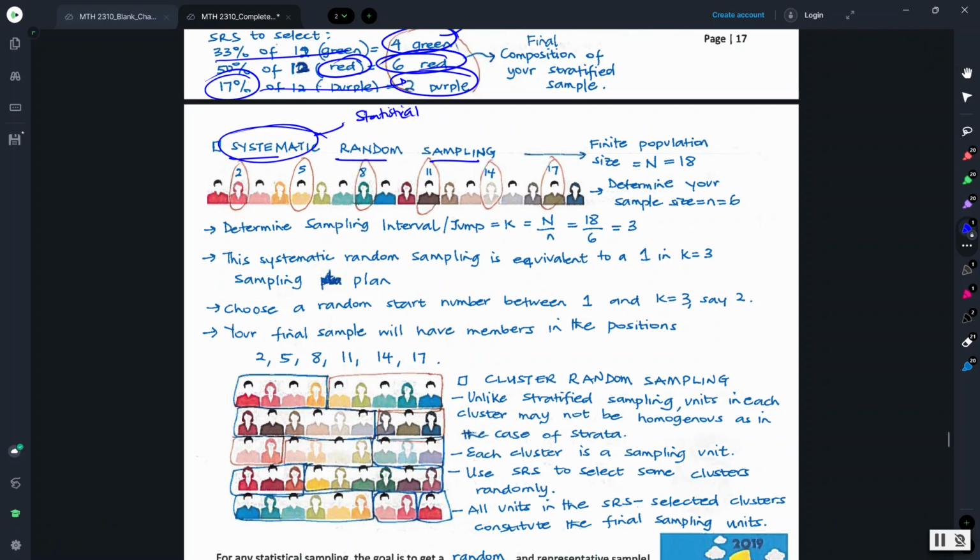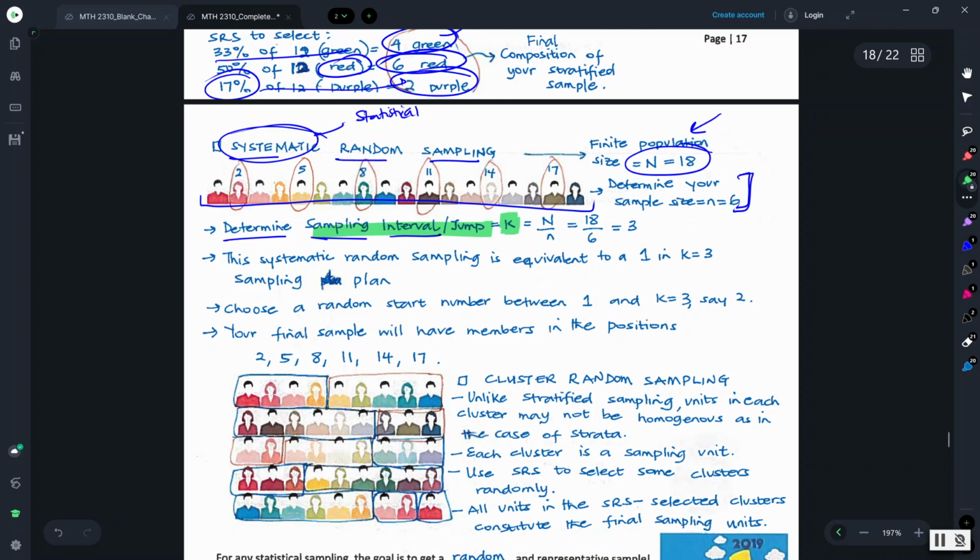Let's say that in this case, the first step is you determine your population size. Let's say out of these 18 people, so 18, capital N, tells how many units are in total in the population. We would like to select a sample of size 6 to represent the whole group of 18. The first step is to determine your sampling interval or jump, which is represented by K, and is calculated as population size divided by the sample size. So that will be 18 over 6, which is equal to 3 in this case.